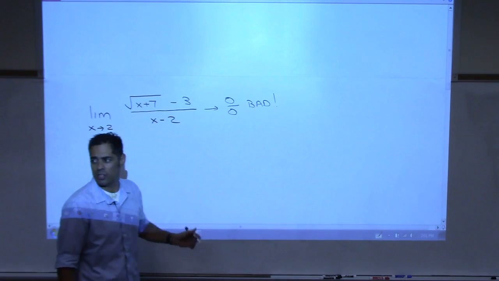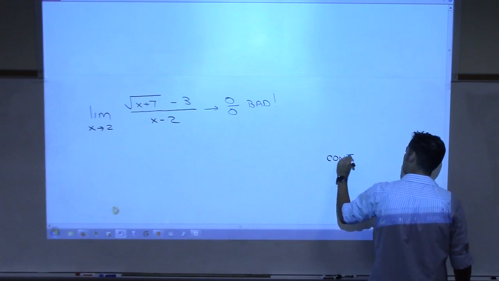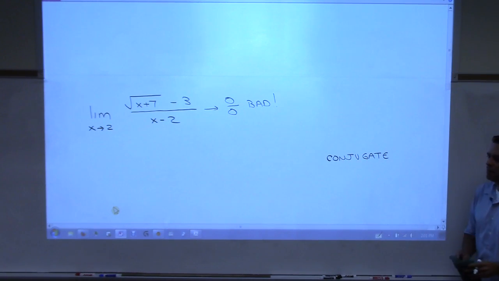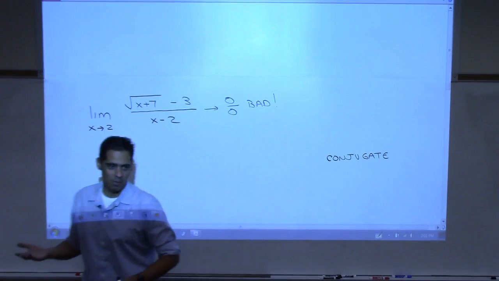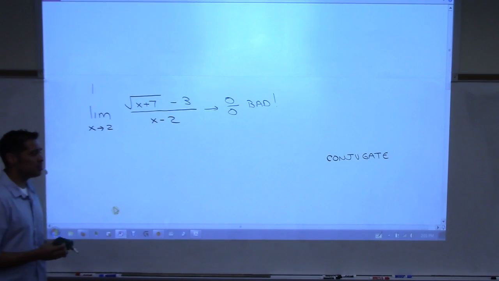This thing called the conjugate. Do you remember this thing? Do you remember that word? Conjugate. There's something about this thing called a conjugate that was useful for us when we were rationalizing expressions back in college algebra. Okay? So let's talk about a conjugate.